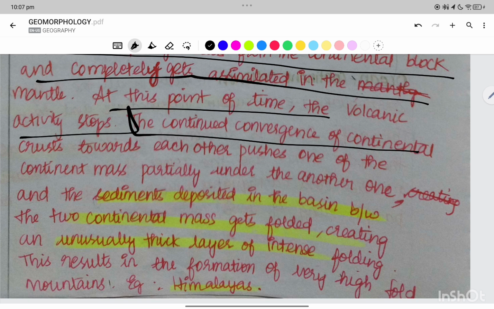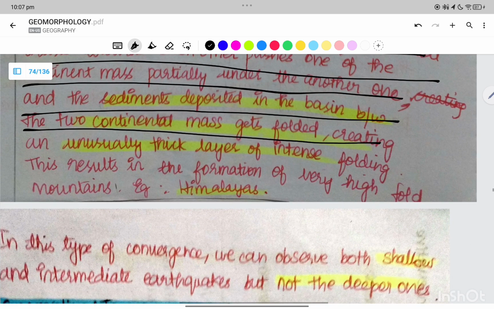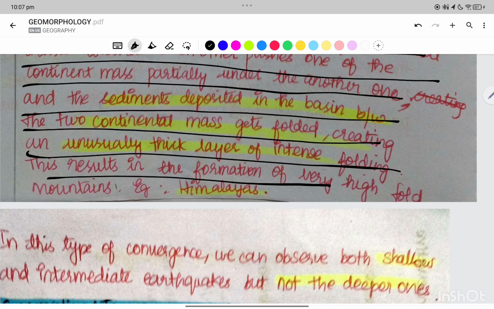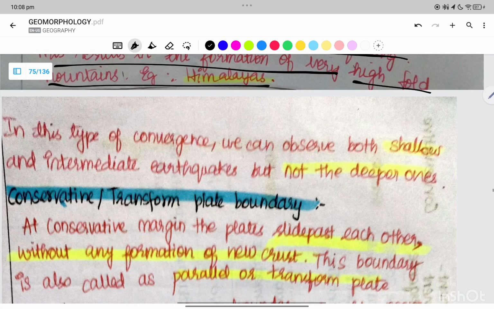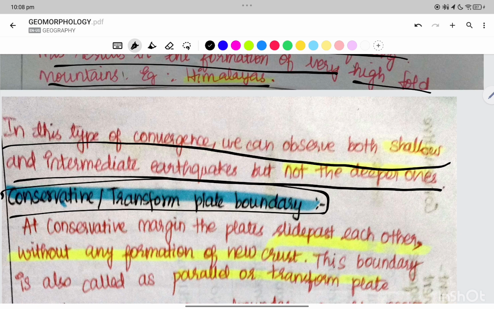The continued convergence of the continental crust towards each other pushes one of the continental crust partially under the other one, and the sediments deposited in the basins between the two continental masses get folded, creating an unusually thick layer of intense folding. This results in the formation of very high fold mountains. Example, Himalayas. In this type of convergence, we can observe both shallow and intermediate earthquakes, but not the deeper ones.